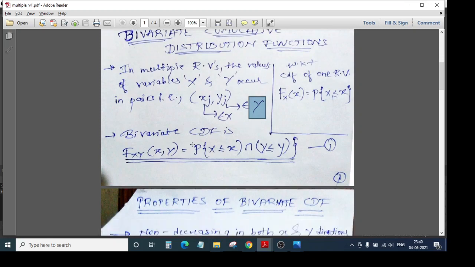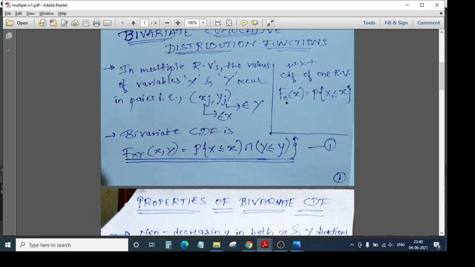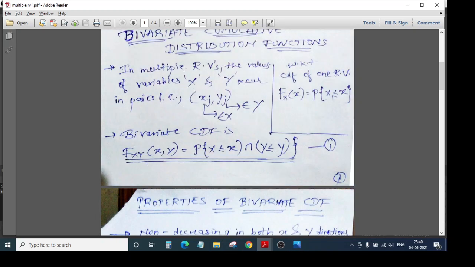Please observe here, it is just as I told, it is an expansion of your single random variable. Here we have only one random variable, that's why we have written only one capital X. Here we have two random variables X and Y, that is capital X, Y. Similarly, here we have only one small x, but here we have two, therefore x comma y. Next, for x this is my CDF, for y this is my CDF.